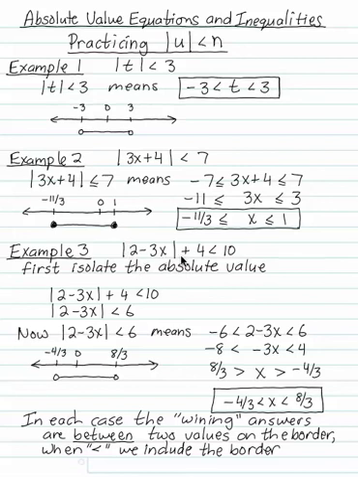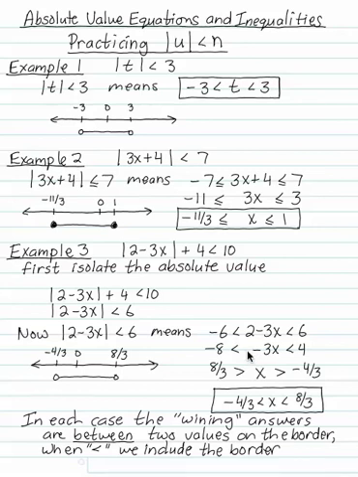Say I have 2 minus 3x plus 4 is less than 10. You know you have to isolate the absolute value. 2 minus 3x less than 6. 2 minus 3x must be between minus 6 and 6. But are you paying attention to that minus 3x?